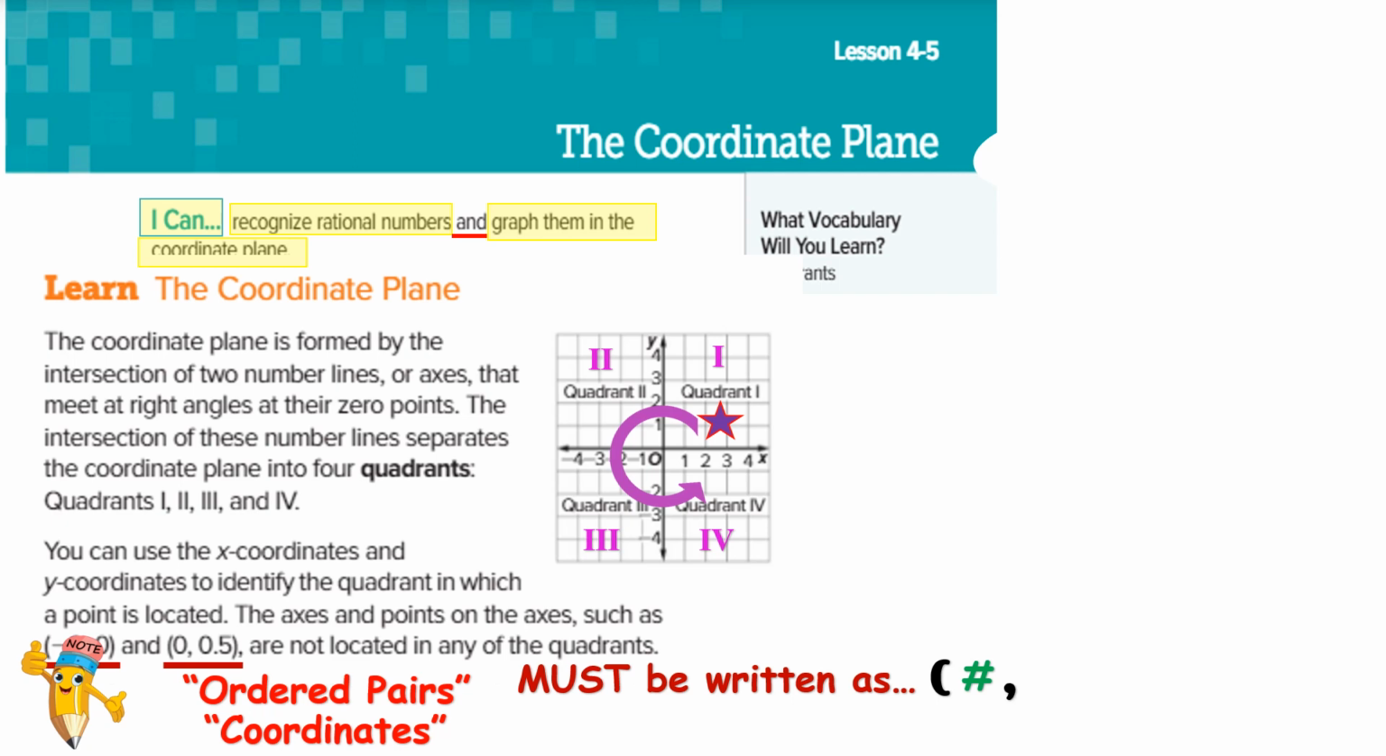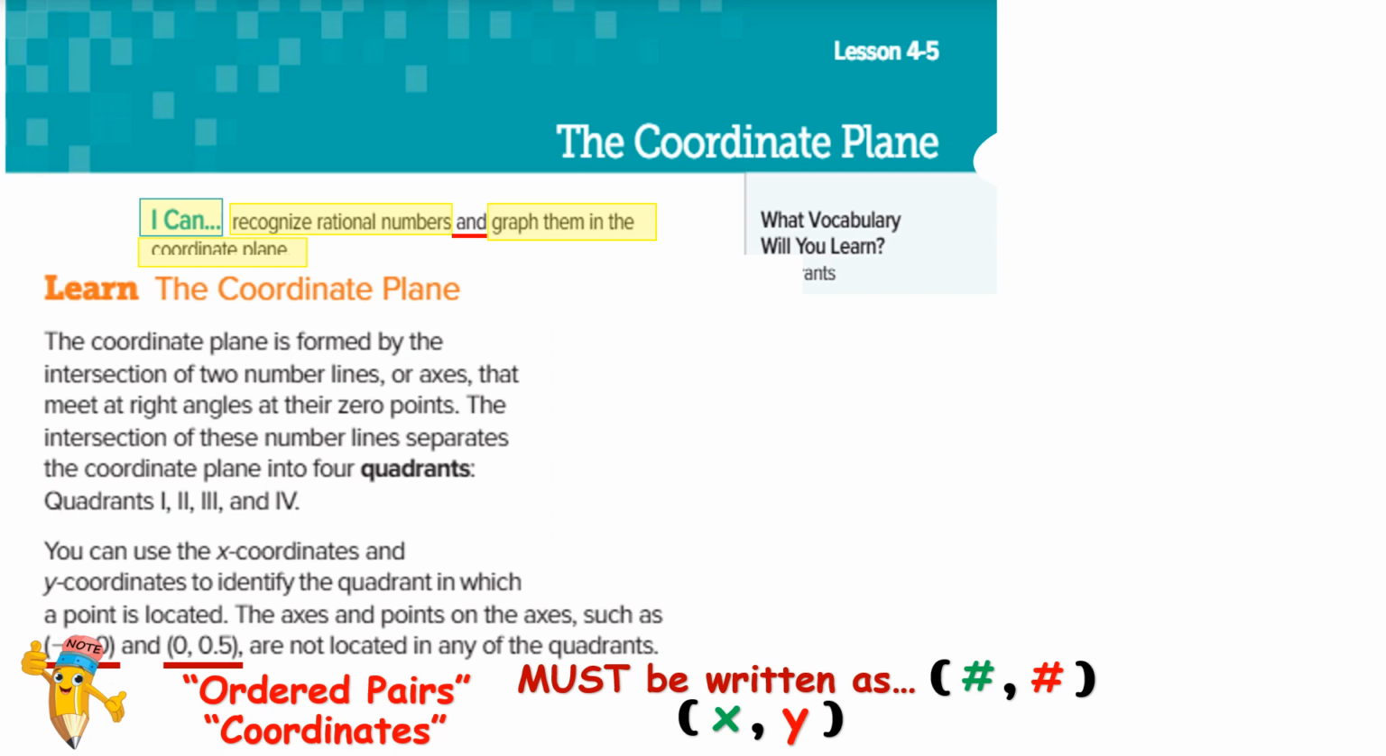Separated by a comma because I want my X and my Y to be separate from one another because they are two different actions. My second one is Y. If it's positive, I'm going to jump up. If it's negative, I'm going to jump down. And then I end it with a closing parentheses. So every ordered pair has to be written inside of parentheses, separated by a comma, with the X going forward or backwards first, followed by the Y jumping up or down.